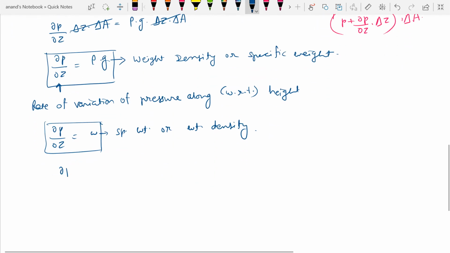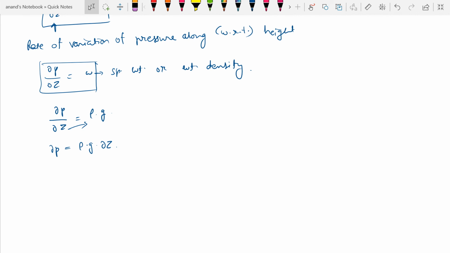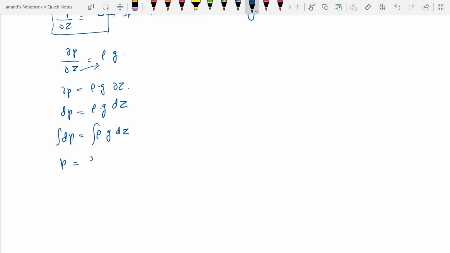Now, from this expression, as we have del P by del Z as rho into g, by shifting del Z to the right side, we get del P equals rho g del Z. Now, by integrating both sides, or if we take the complete derivatives, we can write this equation as dP equals rho g dz, and by integrating both sides, we obtain P equals rho g Z. This is the pressure on a fluid element which is situated at height Z from the free surface of the liquid.